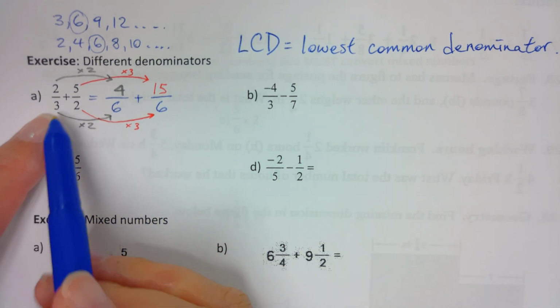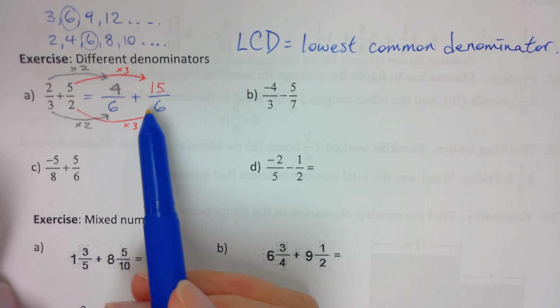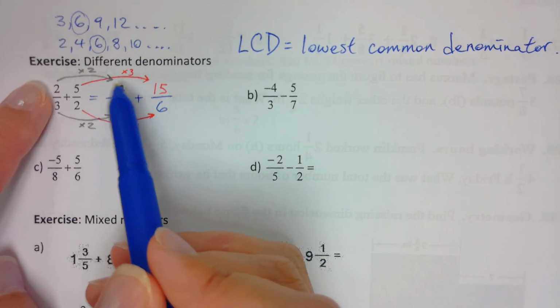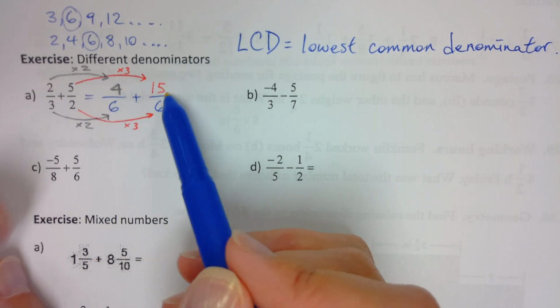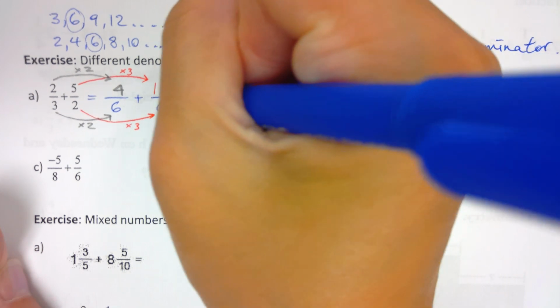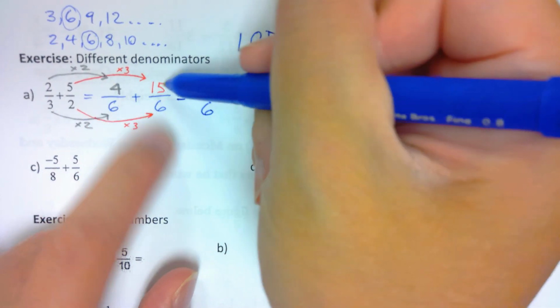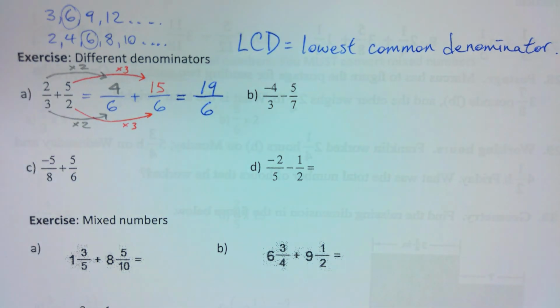Okay? So again, I found out my lowest common denominator is 6. So 3 times 2 is 6. So 2 times 2 is 4. And then 2 times 3 is 6. So 5 times 3 is 15. Now that I have the lowest common denominator, I can add my numerators together. So I get 19 over 6.